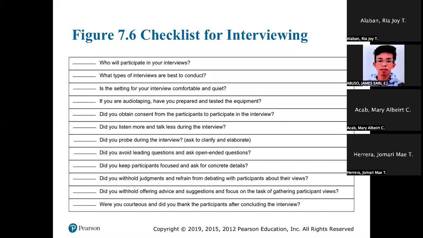The questions that start with "did," are they answerable by yes or no? Yes, sir. The questions that start with "who" and "what," and the statements that ask if you are audio taping, are open-ended questions. So those are the different checklists for interviewing, and all must be addressed during the conduct of the interview, and even before and after the conduct of the interview.